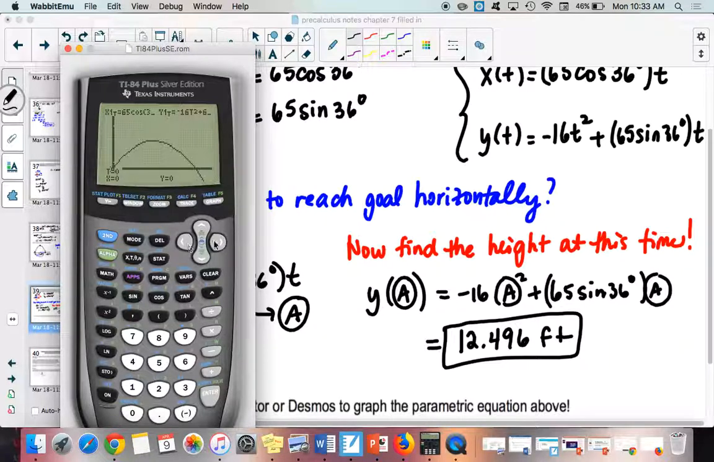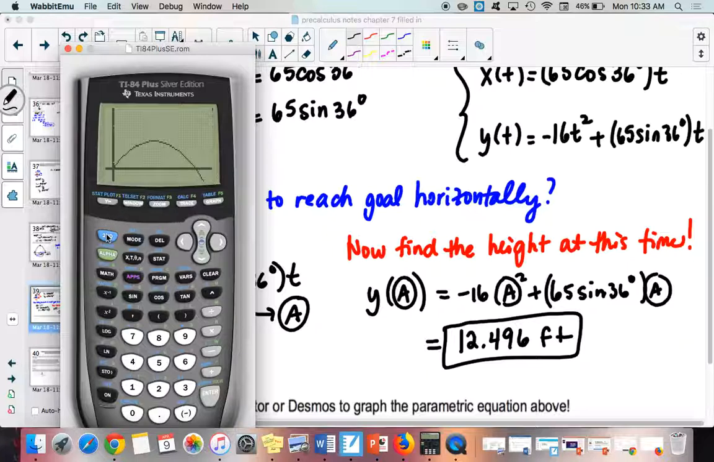Now, here's the weird thing. As I hit arrow over, did yours do this? Mine says 0.130889, blah, blah, blah. If I go to window and I change that t step to 0.1 or even 1, and then I change this to like 20, if I go to graph, oh, it did not give me a good one, did it? I needed to make a smaller t step, 0.1, and I hit graph.